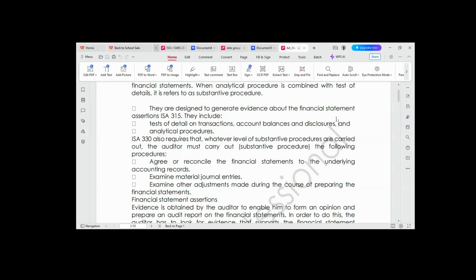All right. So, what are some of the things that the auditor will do? The auditor will need to agree or reconcile the financial statement to the accounting record. Remember, we are looking at financial statement. You should be able to do what?